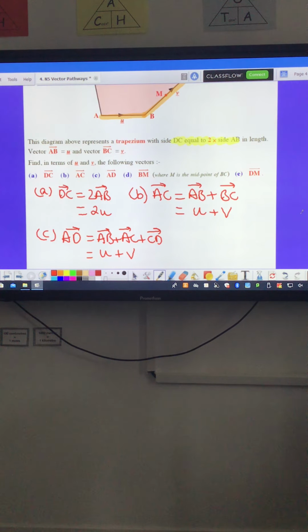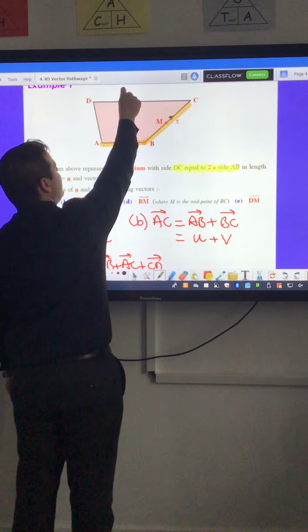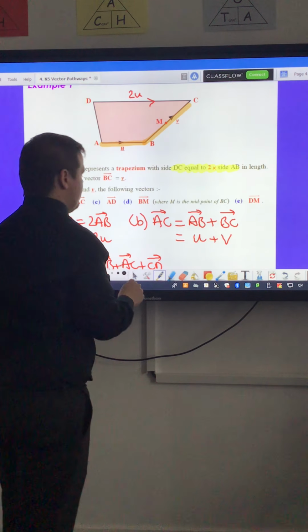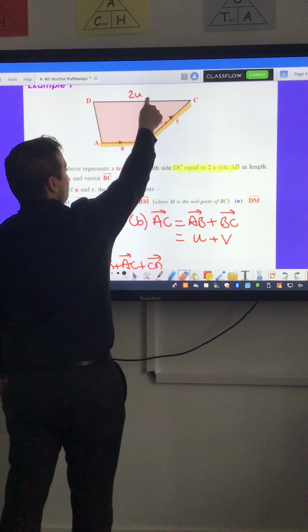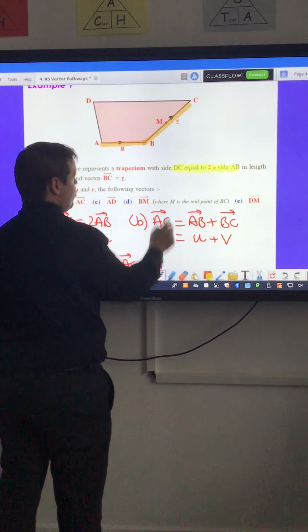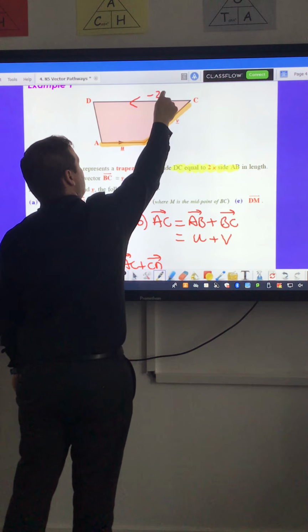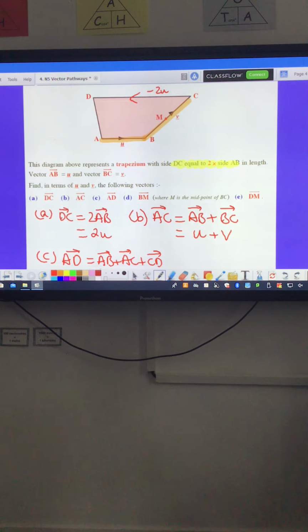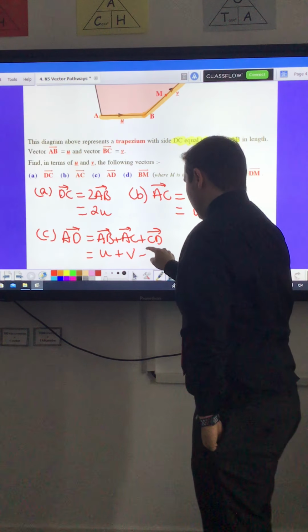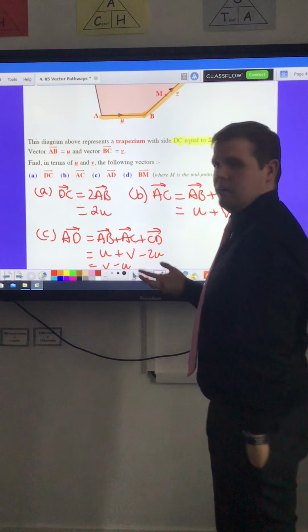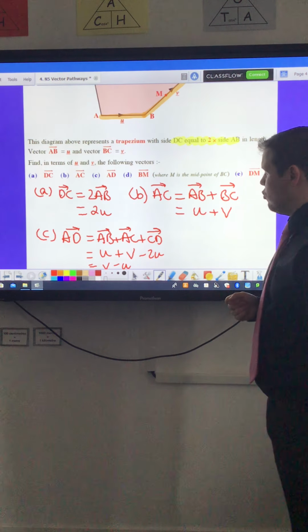So, if you look at the picture, C to D, well, we were told that DC was 2AB, so going this way, it's 2u. But if I want to go back the way, then it's going to be minus 2u, because I'm just changing my direction. So if I scroll back down, that is going to be minus 2u, which is v take away u, or minus u plus v.